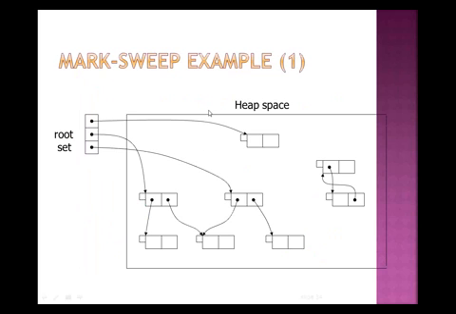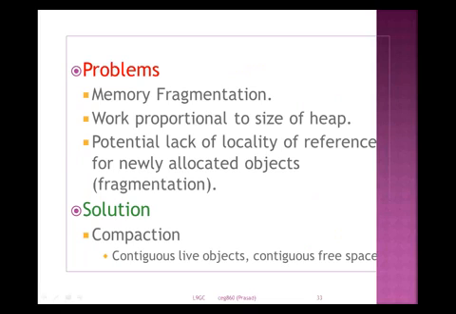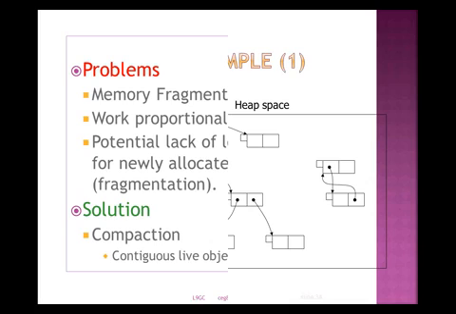Now, what are the problems in mark and sweep? First of all, there is the problem of memory fragmentation, that is, we cannot divide the content of the memory properly. The next problem is that the work is proportional to the size of the heap. Then there is a potential lack of locality of reference for newly allocated objects.